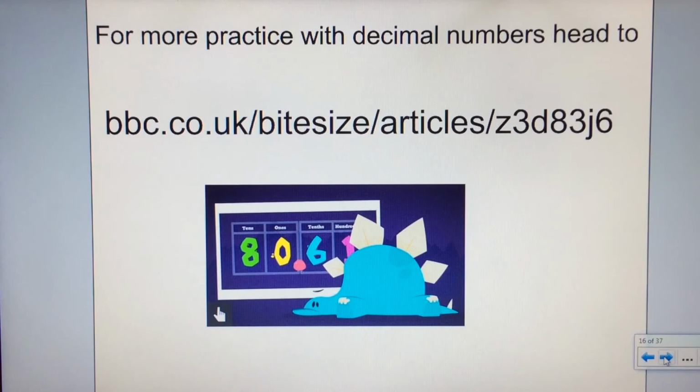Okay, so this will be familiar to a lot of people, but if you feel like you need some more practice with decimal numbers and what the columns represent, can you head to this website? There's some more explanation and there's a quiz and a little activity for you to have a go at. So you decide if you need a bit more practice with that.